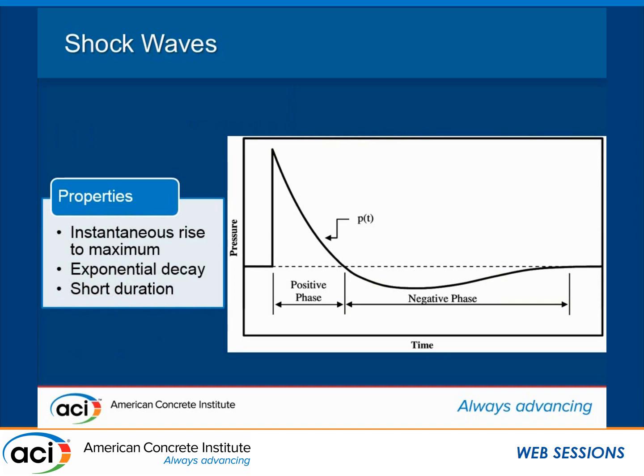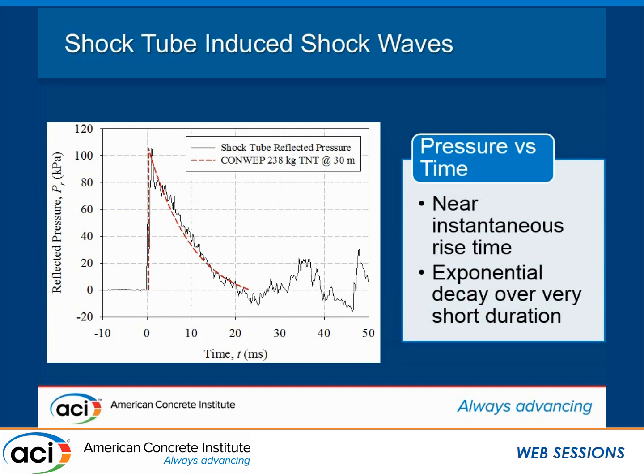The characterization of a shock load that we'd expect for far range design would be a near instantaneous rise to peak overpressure or peak reflected pressure on our specimen, followed by an exponential decay over a pretty short duration, in the order of tens of milliseconds. Then there is a negative phase that may or may not be applicable to your design. In the shock tube itself, here we're overlaying some experimental pressure time history along with the exponential decay curve for 238 kilograms of TNT at 30 meters away. And we do see that it is pretty representative of what we'd expect from a high explosive detonation.